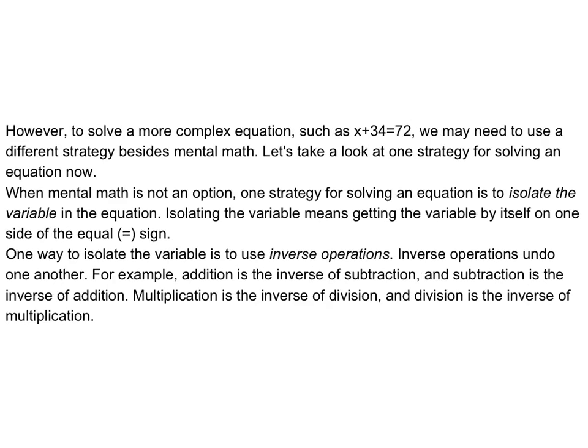However, to solve a more complex equation, such as x plus 34 equals 72, we may need to use a different strategy besides mental math. Let's take a look at one strategy for solving that equation now. When mental math is not an option, one strategy for solving an equation is to isolate the variable in the equation. Isolating the variable means getting the variable by itself on one side of the equal sign. One way to isolate the variable is to use inverse operations. Inverse operations undo one another. For example, addition is the inverse of subtraction, and subtraction is the inverse of addition. Multiplication is the inverse of division, and division is the inverse of multiplication.